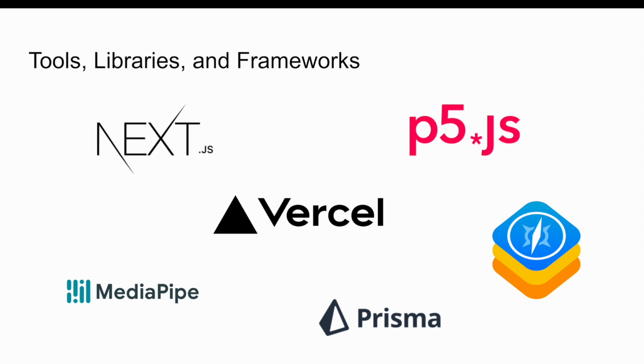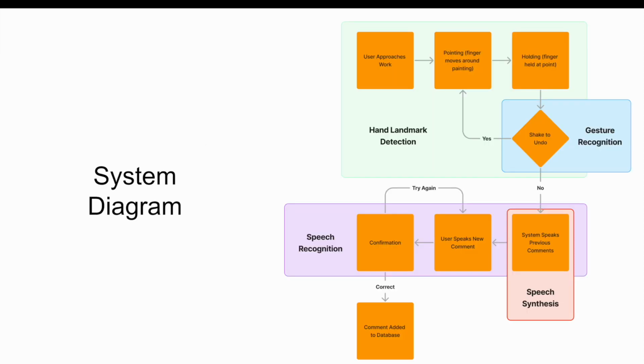ArtTalk is a Next.js web application written in TypeScript and hosted on Vercel. Google's MediaPipe library is used for hand landmark detection. Built-in WebKit APIs are used for speech synthesis and recognition. A Prisma database is used to store comments and the location at which they were added. Finally, we use P5.js for comment heat map visualization. Let's dive deeper into how it works at a conceptual level.